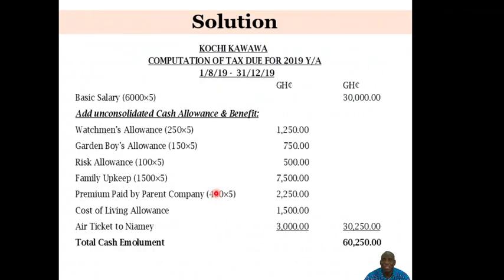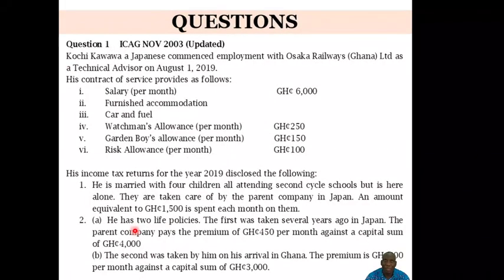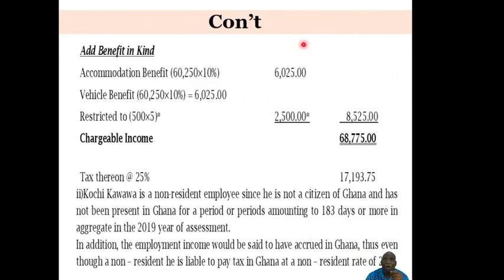So it's a very interesting solution as you are seeing them here. These are all the allowances, the premium paid by the parent company, the cost of living allowance, the air ticket to Niamey. When you add this to the salary, you get a total cash emolument. Now let's see the benefits in kind. They said furnished accommodation. We learned that under benefits in kind, when there is furnished accommodation, it is 10% of the total cash emolument. So you find 10% of this figure, and that will be the accommodation benefit, because it's 10% of the total cash emolument.